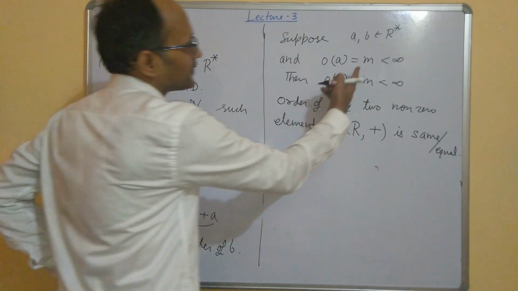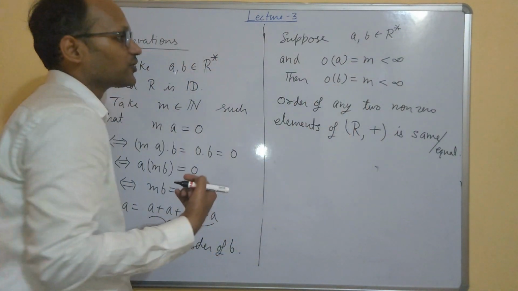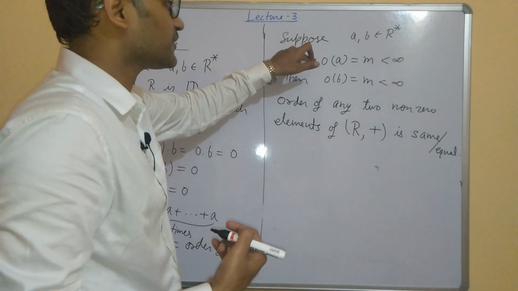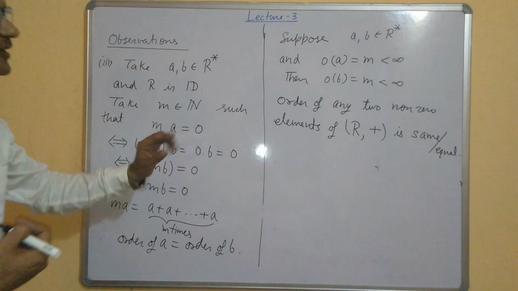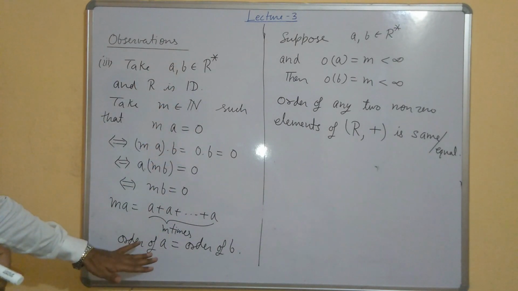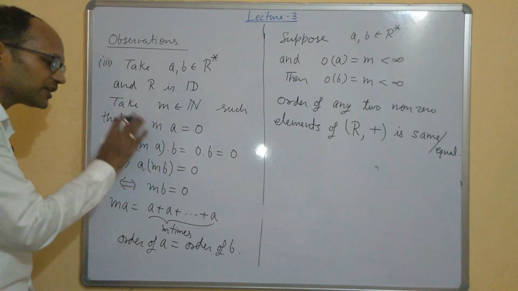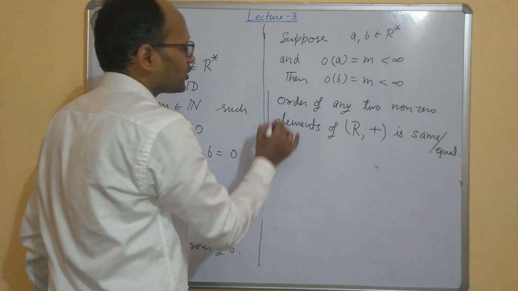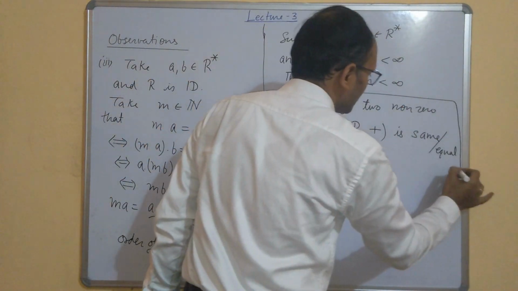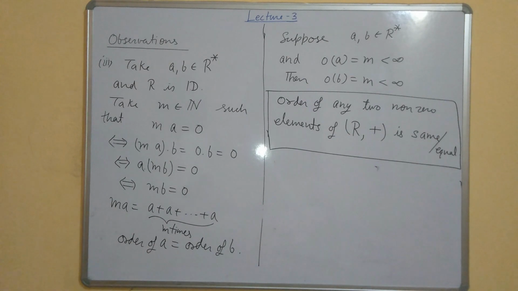Suppose the order of a is infinite and the order of b is finite. If the order of b is finite, then the order of a will be finite. So if the order of one element is finite, then the order of all the elements is finite. It means if the order of one element is infinite, then the order of all the non-zero elements is infinite. So we can say that the order of any two non-zero elements of the ring (R, +) is the same.